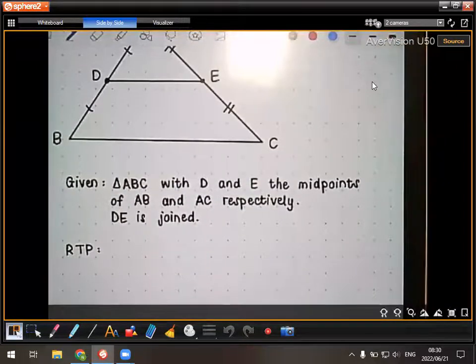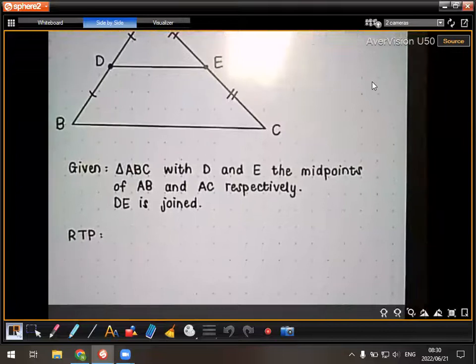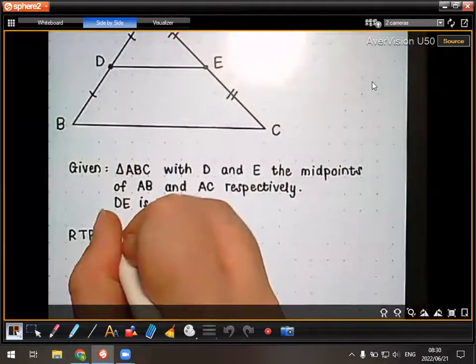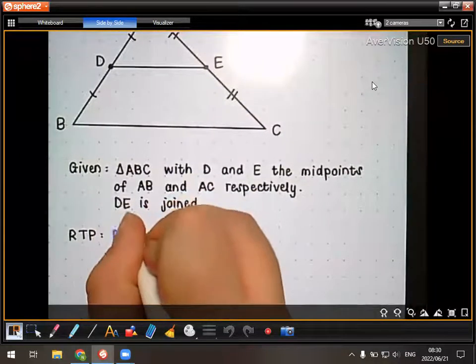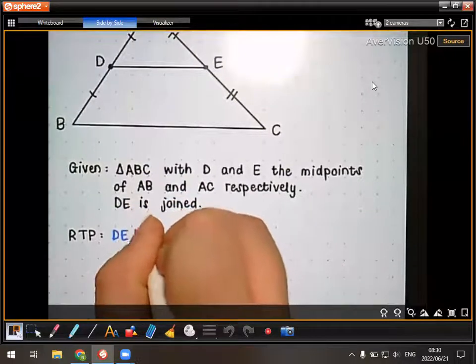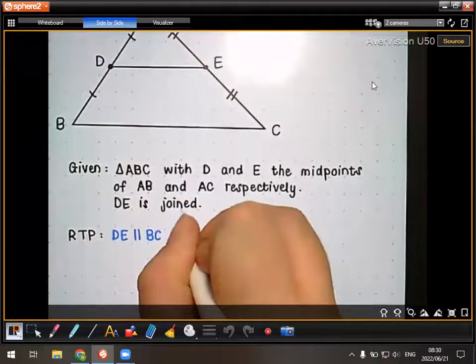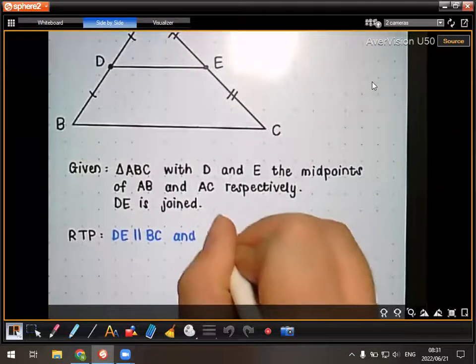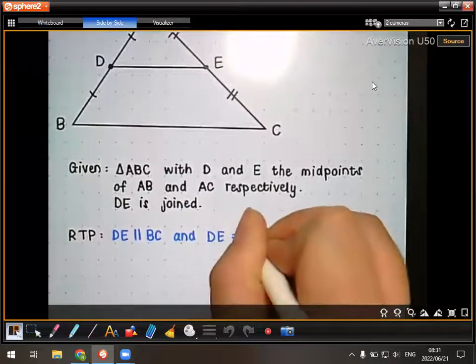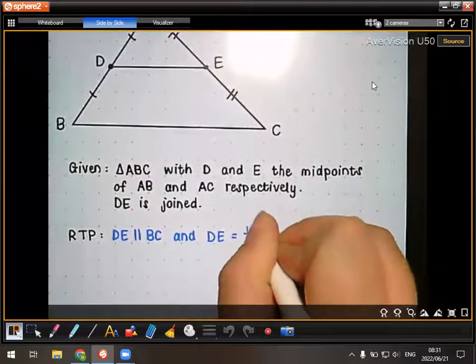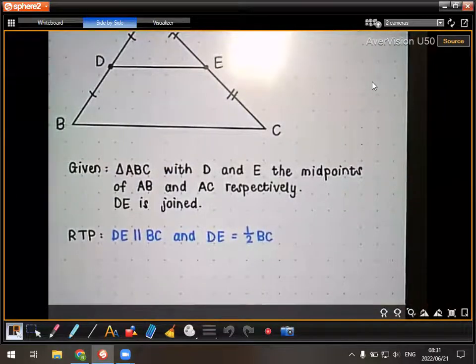I'm going to fill that in blue because we might have to write that down ourselves, but they might also give that bit of information. So DE parallel to BC and DE is half the length of BC, like that.